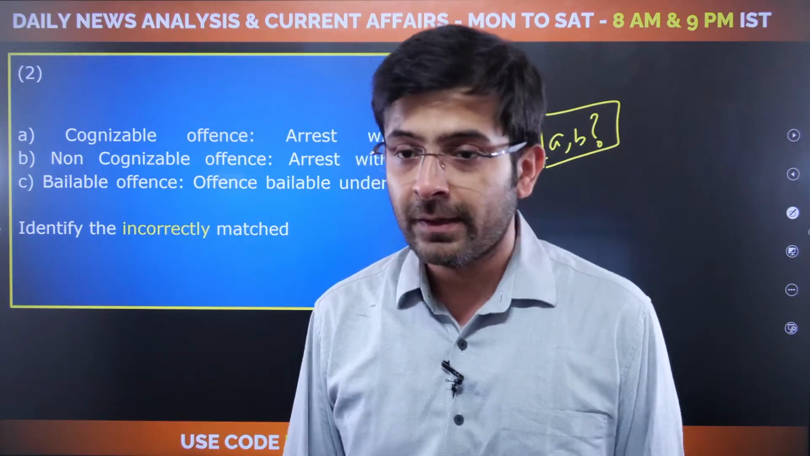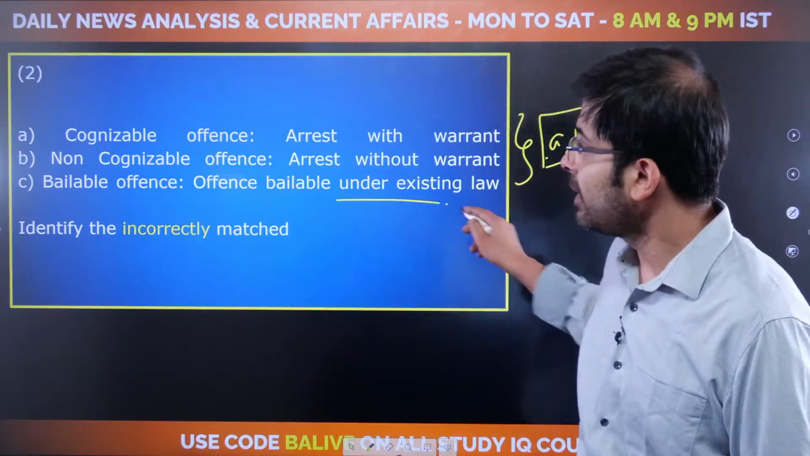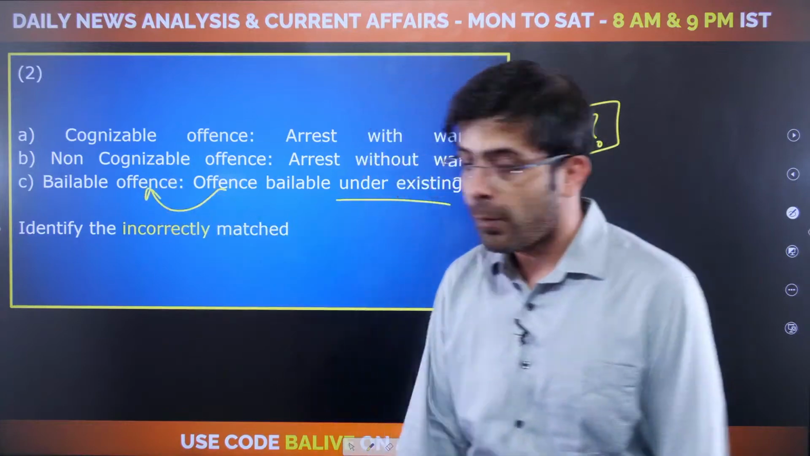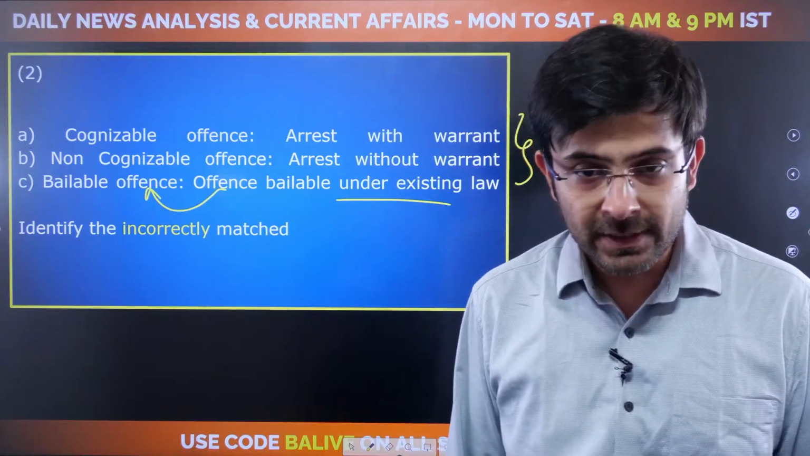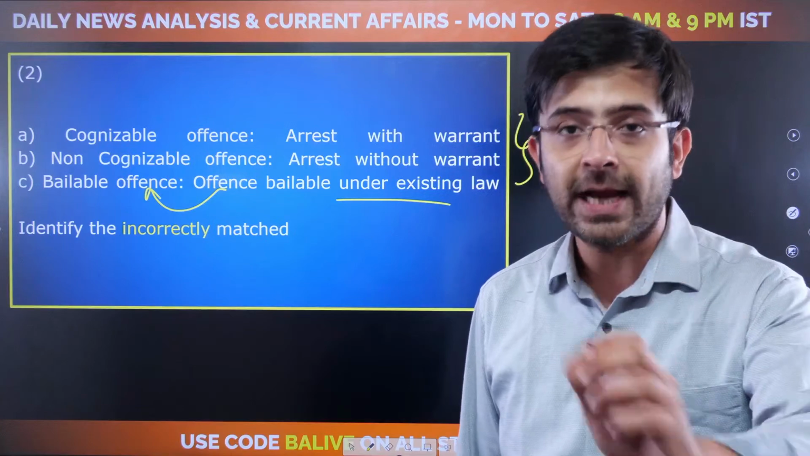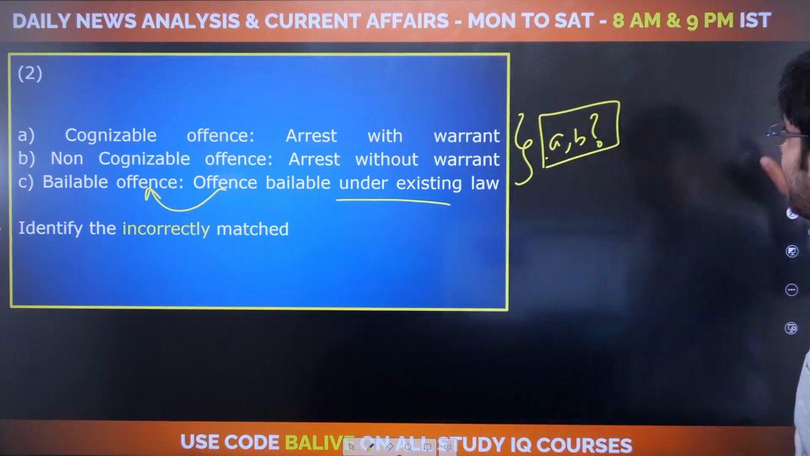The third one is correct. Okay. Those offences that are bailable are called bailable offences, obviously. What about cognizable and non-cognizable? The class should straight away answer me in the chat box. Okay. Let's look at the next one.